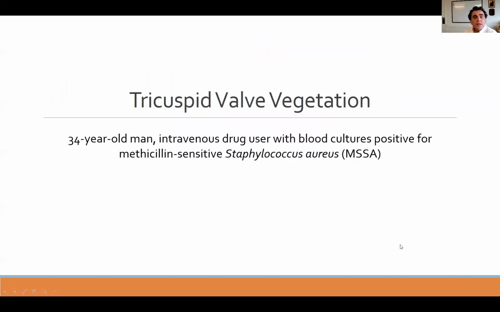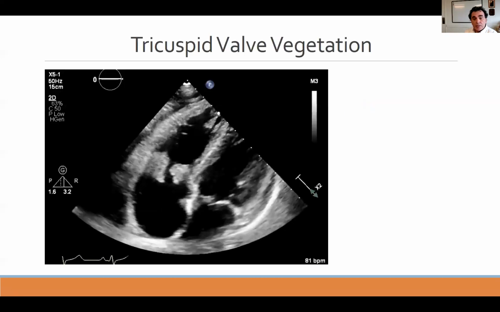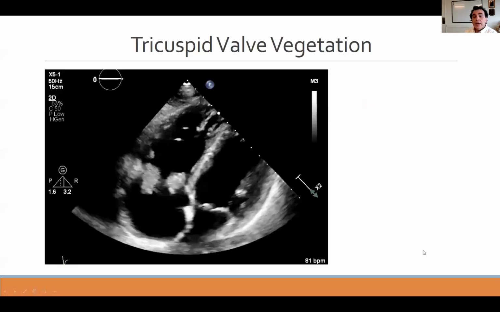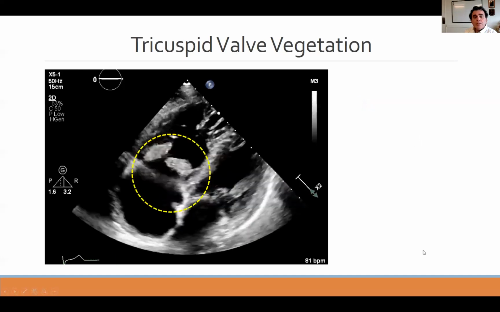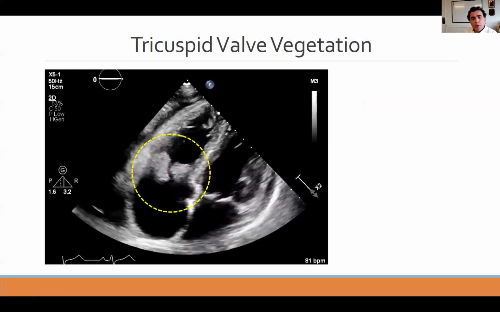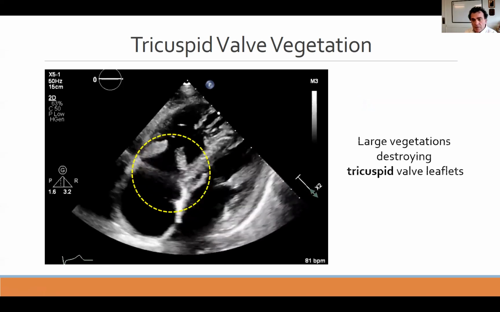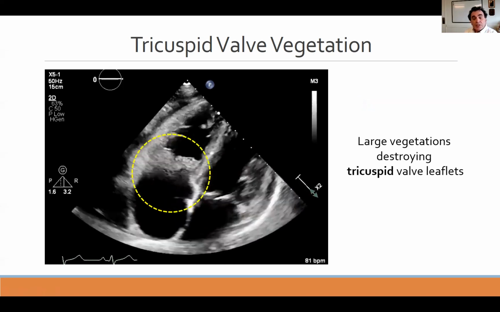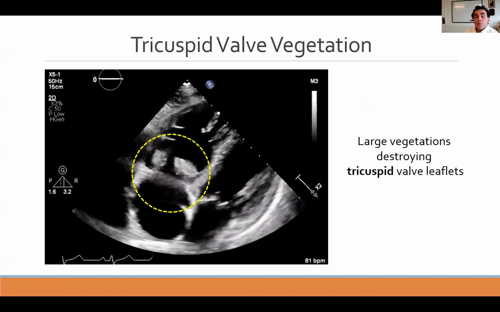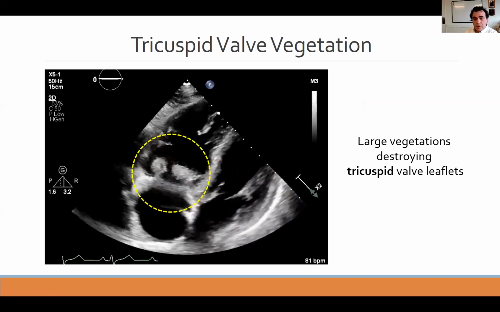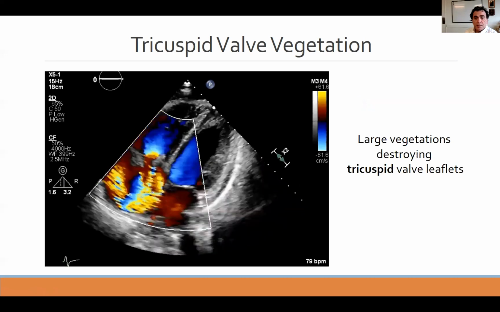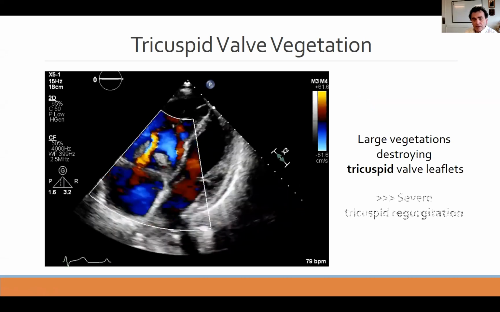How about this? Another patient with tricuspid valve vegetation, a 34-year-old man, intravenous drug user with blood cultures positive for methicillin-sensitive Staph aureus. This is an apical four-chamber view, and now you see massive vegetation involving both the anterior and the septal leaflet of the tricuspid valve. These vegetations could be so large that they completely destroy tricuspid valve leaflets, and not surprisingly, there is a torrential tricuspid valve regurgitation.